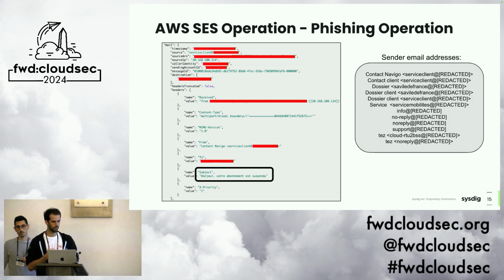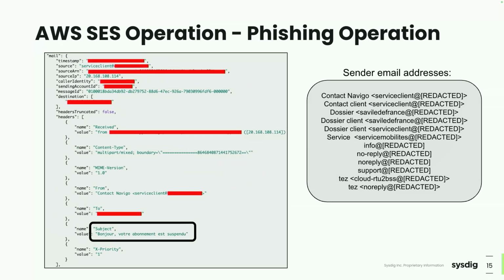It contains a lot of useful information for investigation, for example, the IP addresses of the sender, as well as the email addresses for both the sender and the receiver. It also contains, of course, the subject and the AWS user that sent the email. Unfortunately, it doesn't contain the body of the email, but we can infer what the content was based on other factors. For example, on the right, you can see all the sender email addresses that were used by the attackers.